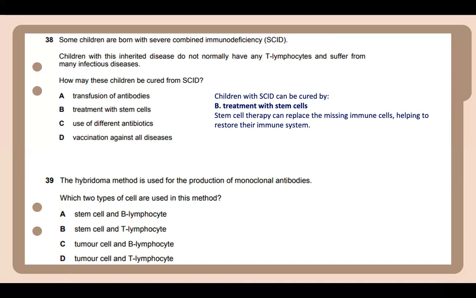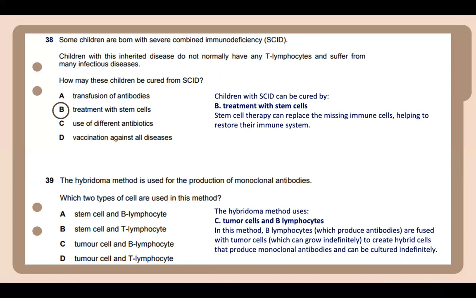The hybridoma method is used for the production of monoclonal antibodies. Which two types of cells are used in this method? The hybridoma method uses tumor cells and B lymphocytes. In this method, B lymphocytes which produce antibodies are fused with tumor cells, which can grow indefinitely, to create hybrid cells that produce monoclonal antibodies and can be cultured indefinitely.